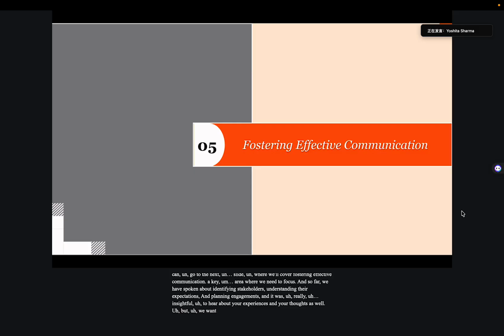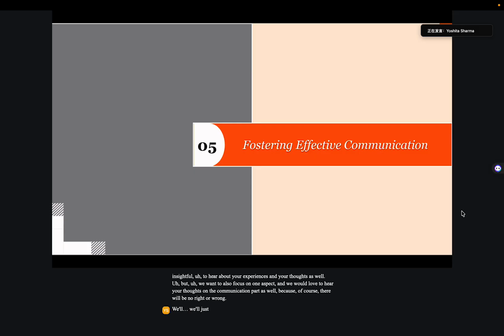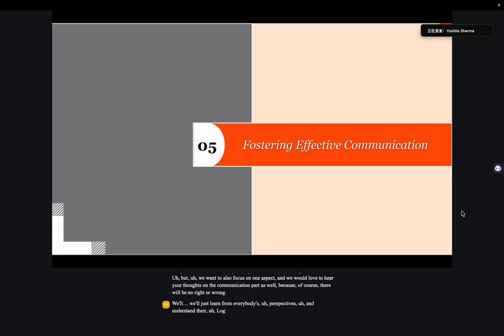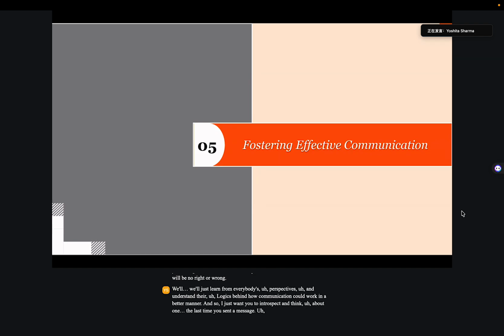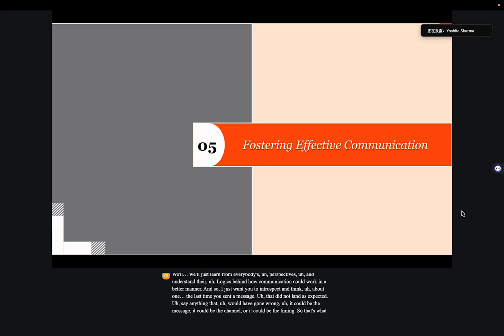But we want to also focus on one aspect, and we would love to hear your thoughts on the communication part as well, because of course there will be no right or wrong. We'll just learn from everybody's perspectives and understand their logic behind how communication could work in a better manner. So I just want you to introspect and think about the last time you sent a message that did not land as expected. Say anything that would have gone wrong. It could be the message, it could be the channel, or it could be the timing. So that's what we're going to unpack here: what effective communication really means.